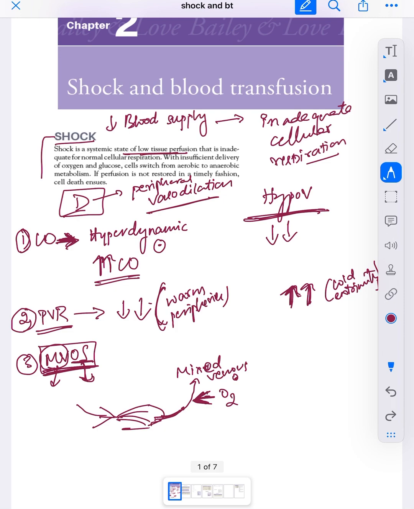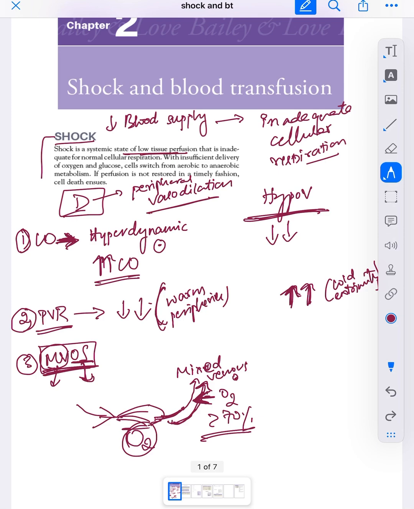Okay, now tell me, if in distributive shock there is so much blood and oxygen getting pooled in the peripheries, what happens to the blood that is returning? There is so much oxygen available for the peripheral tissues that they can't use so much, they will only use how much is needed. So whatever excess is pending, it is more than 70%. That's why mixed venous oxygen saturation is more than 70% in hyperdynamic circulation.